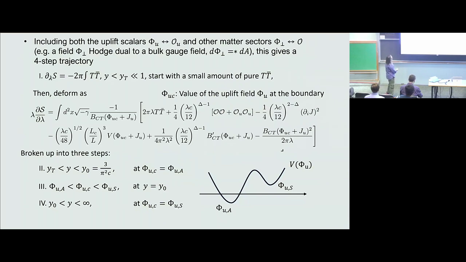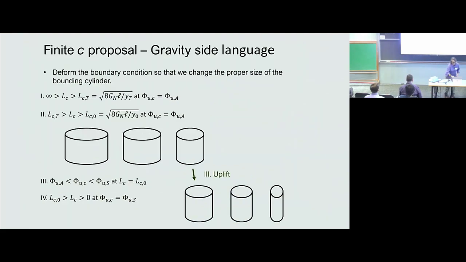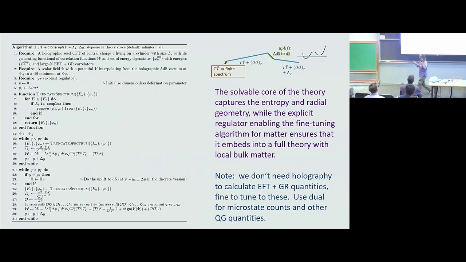And then we keep going with the TT bar plus lambda 2 plus OO. So I already kind of said that. In the gravity language, we're changing the size of the bounding cylinder to the corresponding point where we need to do the uplift. And then we keep going and reducing the bounding cylinder with the uplift having been done. And everything is, okay. So here's the algorithm. Enjoy or don't enjoy it, depending on your taste. But this is really how we think about it.